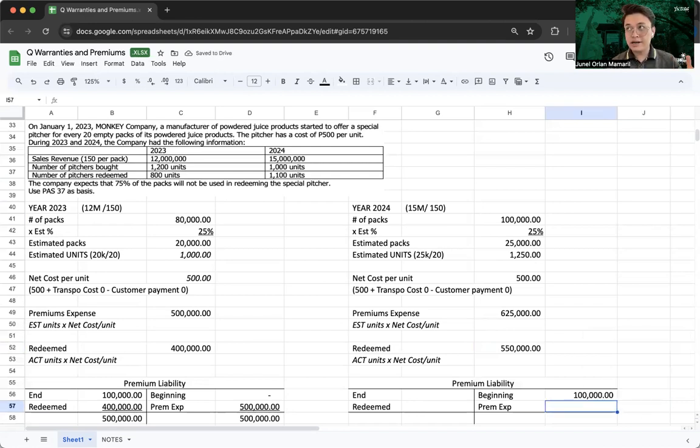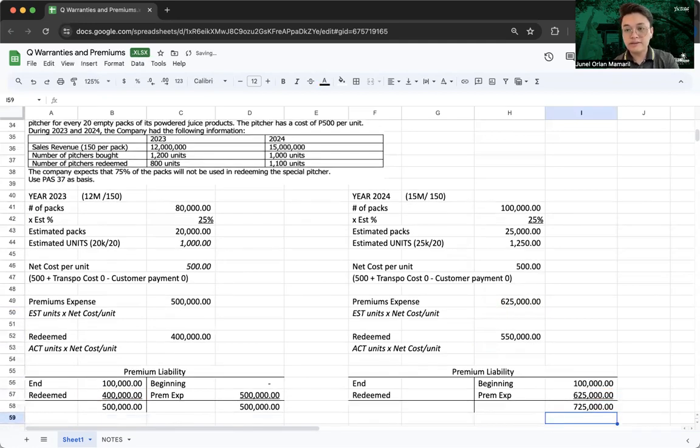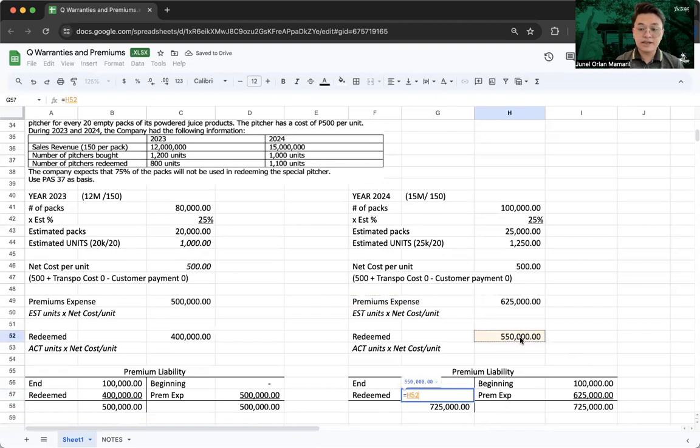Yung ending ng last year, beginning ng next year. The premium expense, that would be again the estimated number of units times the net cost per unit. So the total on the right would be 725,000. The total on the right would be the total on the left. Our redeemed cost at 550,000. Our ending balance would be.